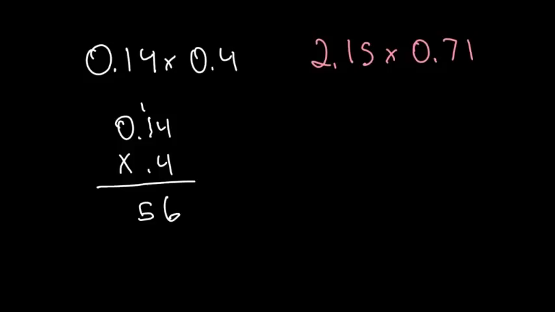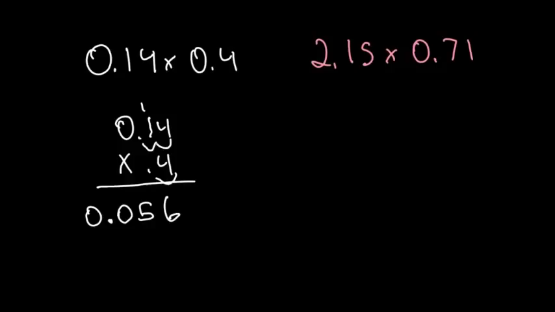Now I look at how many digits are behind my decimals. I've got 1, 2, 3 digits behind my decimals in the problem, so I need 3 in my answer. Well, I only have 2 digits there, so I have to add a 0 and put my decimal. Now I have 3 digits behind the decimal in my answer, and I'm complete. So that would be 56 thousandths.